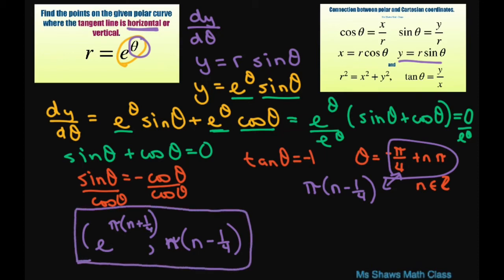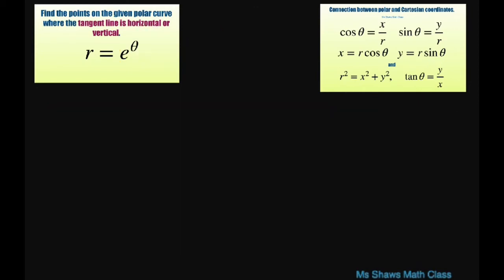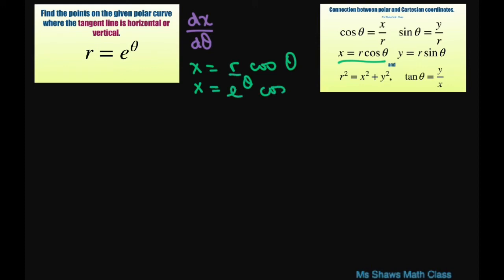Now let's do the vertical tangent. It's very similar. You might want to try it. We're doing the derivative of x with respect to theta. So our x is r cosine of theta, and substitute in your r, which is e to the power of theta, so x is e to the power of theta cosine of theta. Now let's go ahead and differentiate our x with respect to theta.